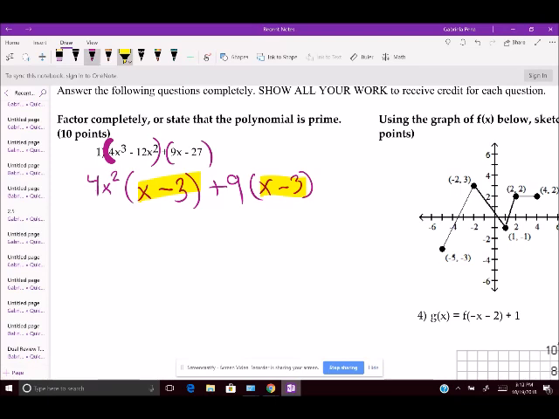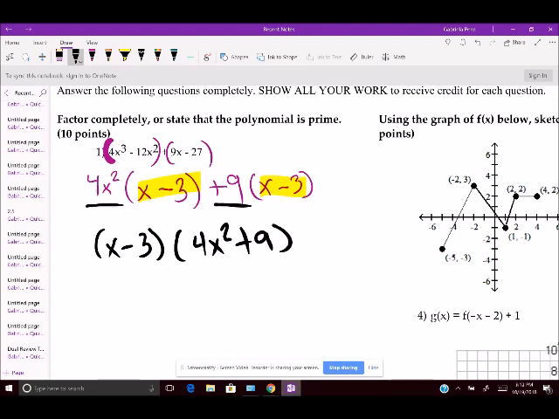Now, we need to see if we could factor out anything else. Well, x minus 3, it's already as low as it's going to get. Can we take the square root of 4? Yes, the square root of 9. But is this a minus? Since this is not a minus, we can't do anything. This here is our final answer. So that's problem number 1. It is worth 10 points.